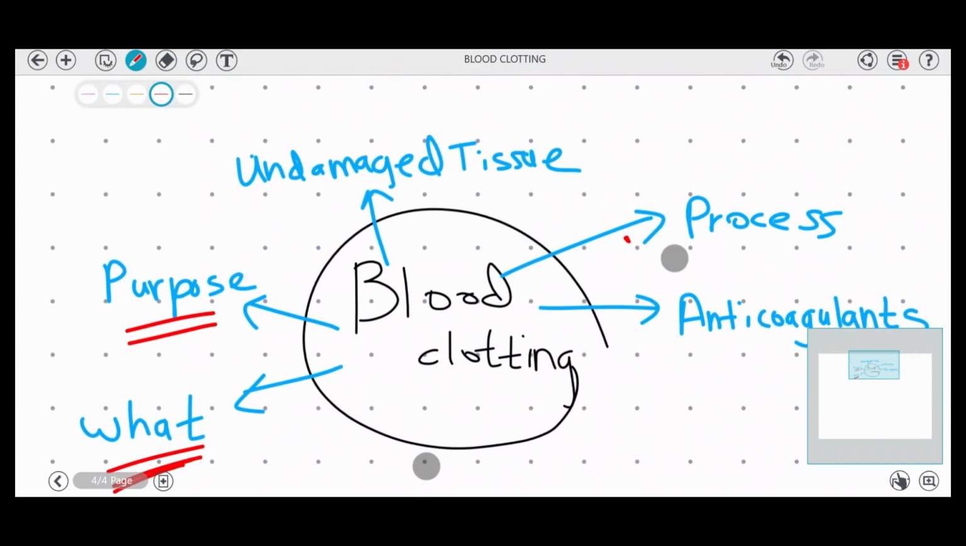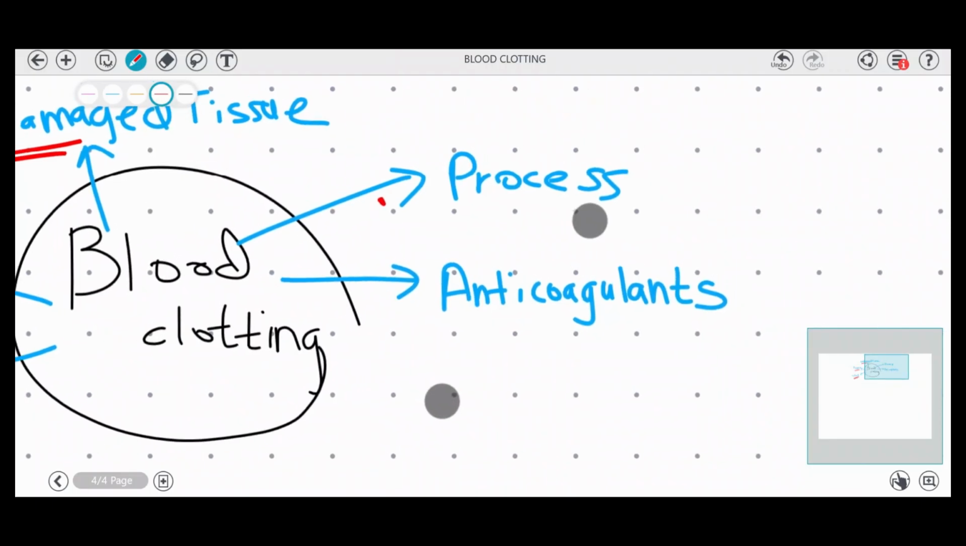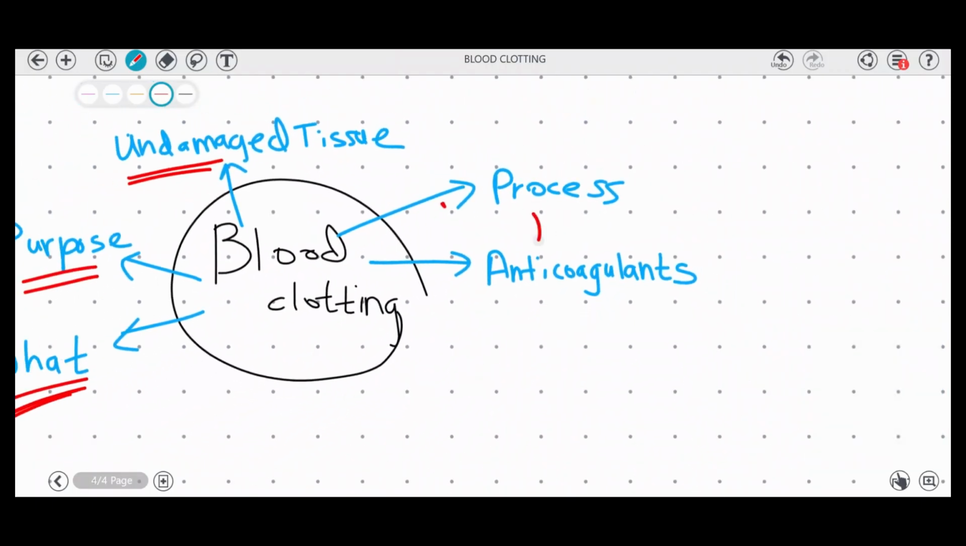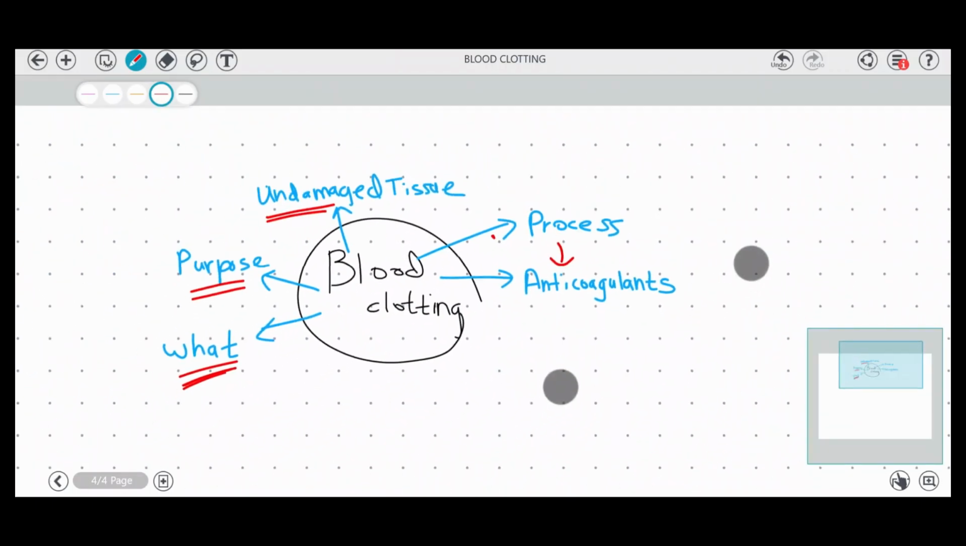Then moving on to the next one, why blood clotting does not take place in undamaged tissues and blood vessels. Undamaged blood vessels are smooth, so they do not promote platelet aggregation. Therefore, blood clotting does not take place. Then moving on to the process. After the process, I can also explain to you about the anticoagulants.